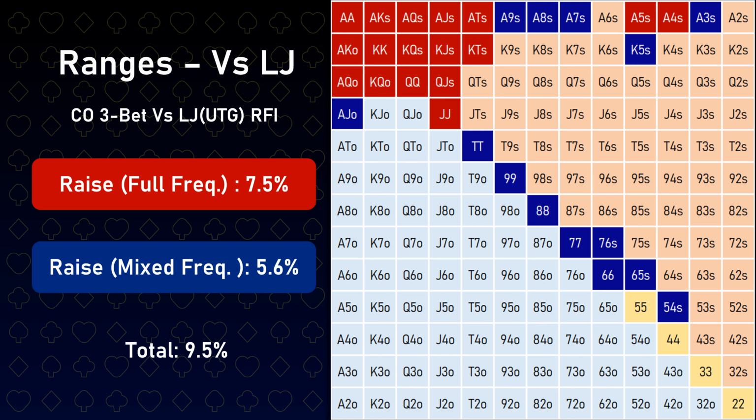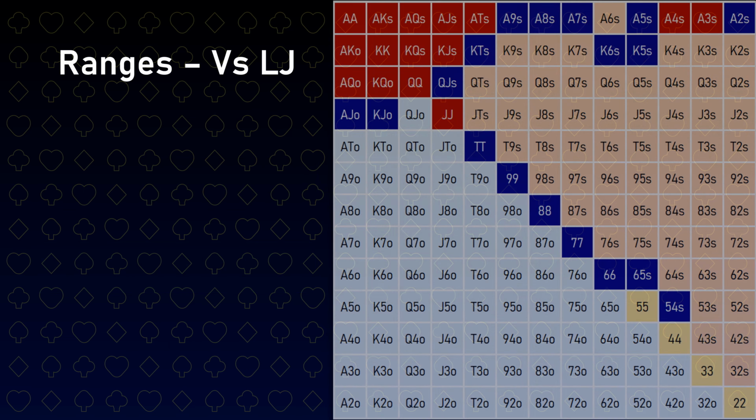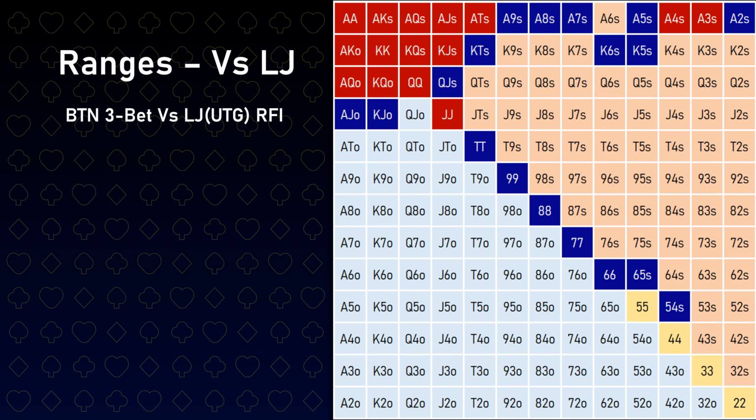As for the low pocket pairs, 9s and below, and a few suited connectors, they still maintain a 3-bet frequency of approximately 10 to 20%. Similar to the previous range, these hands don't account for a significant portion of the overall combinations. It is also worth noting that pocket tens are nearly 3-bet at full frequency, with an approximate frequency of 90%. Now let's explore how the button reacts to a LoJack raise.